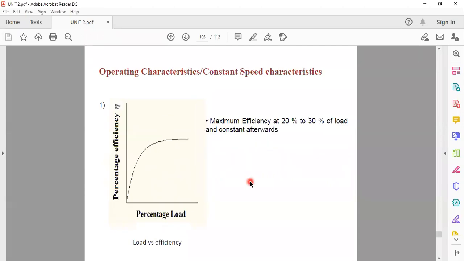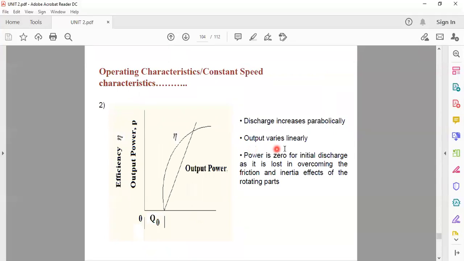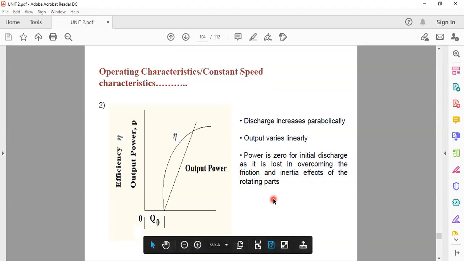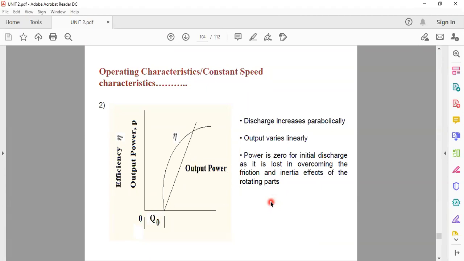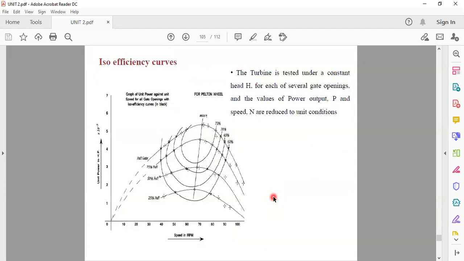Operating characteristic: maximum efficiency at 20% to 30% of load and constant afterward. Discharge increases parabolically, output varies linearly, power is zero for essential discharge as it is lost in overcoming the friction and inertia effect of the rotating parts. Iso-efficiency means efficiency constant graph.